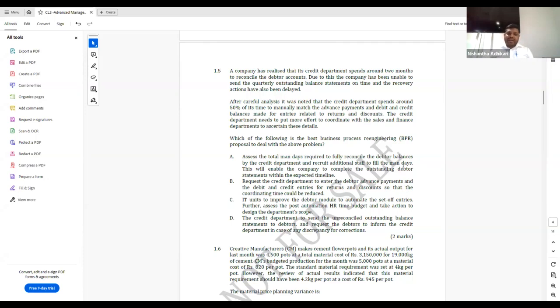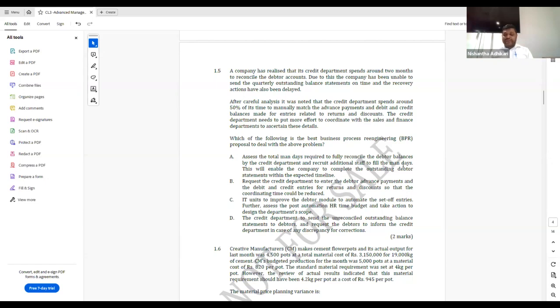See, IT needs to input the data module to automate the set of entries, further assess the post-automation HR time budget and take action to redesign the department's scope. Yes, definitely, that's the way to do it. There are some credit and debit entries you can automate while setting them off, without putting them in manually. Then so much time will be saved. Right? That answer will be much more reliable than the others.